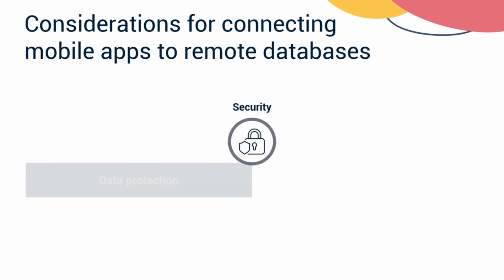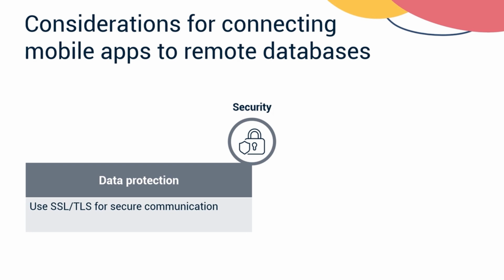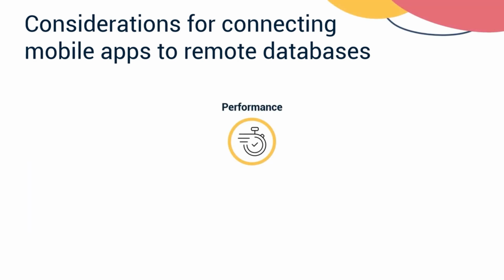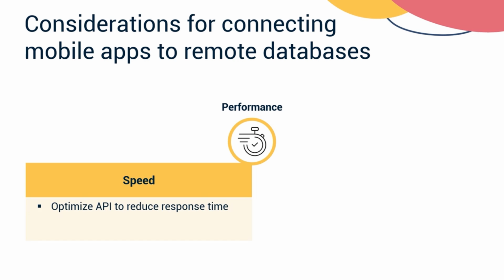Security is essential to protecting data during transmission and controlling who can access it. Always use SSL/TLS to secure communication between the app and the server. Implement strong authentication methods like OAuth or JWT to ensure that only authorized users can access the data. Next is performance. It's important to ensure that your app responds quickly to user requests. Optimizing the API helps reduce response time and minimize delays in communication with the server.